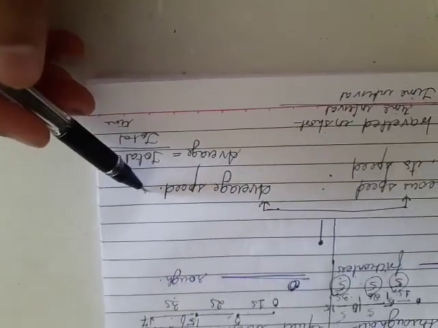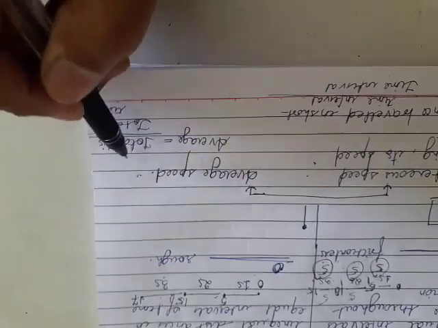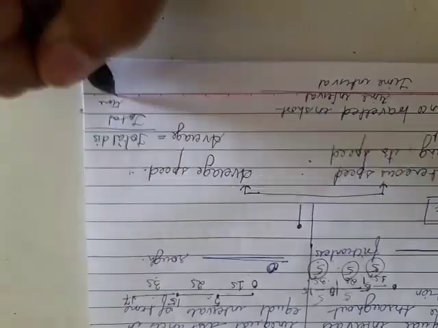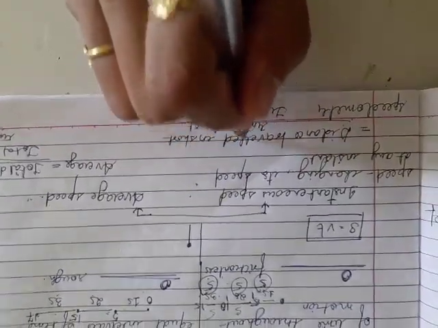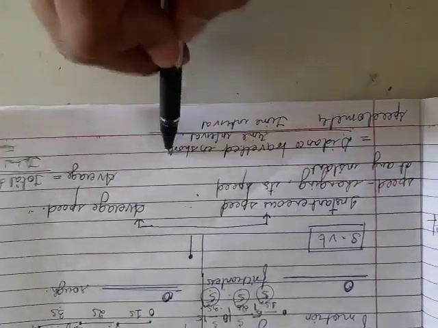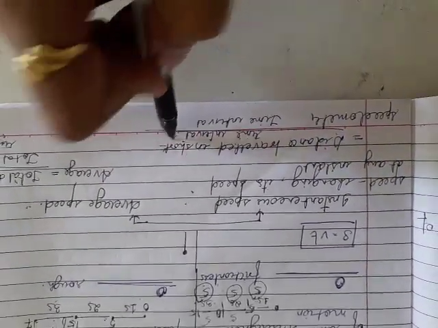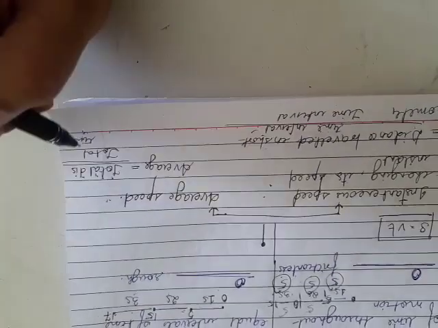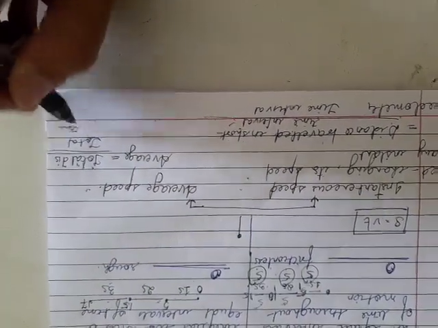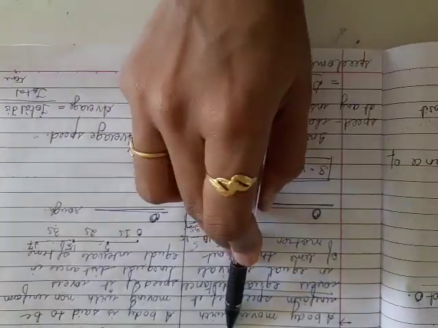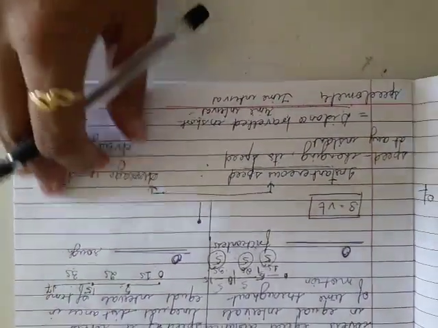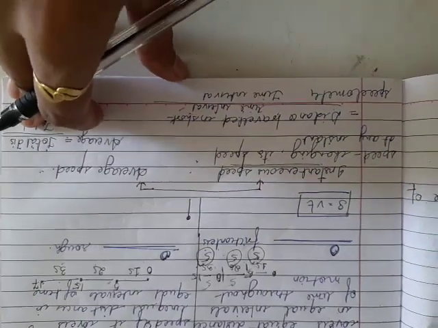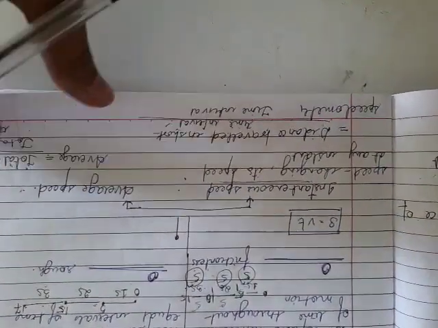Average speed, you know this: total distance travelled upon total time taken gives you the average speed. Instantaneous speed is the distance travelled in a short interval of time upon the time interval. Average speed is total distance upon total time taken. The speedometer calculates the instantaneous speed, and you can get the average speed if you have 2 or more readings.